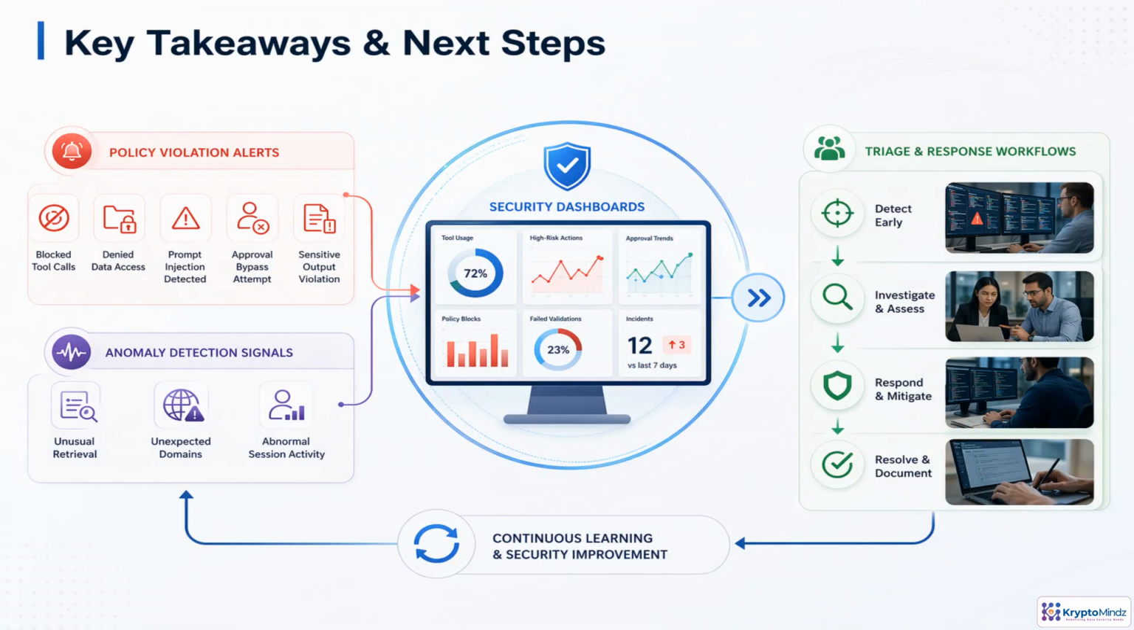Effective agent security does not stop at design. Policy alerts catch known control failures, while anomaly signals surface behavior that rules may miss. Dashboards turn those signals into shared visibility, so teams can triage, respond, document, and learn. Next, we'll use this monitoring foundation to review incidents and continuously improve the organization's security posture.